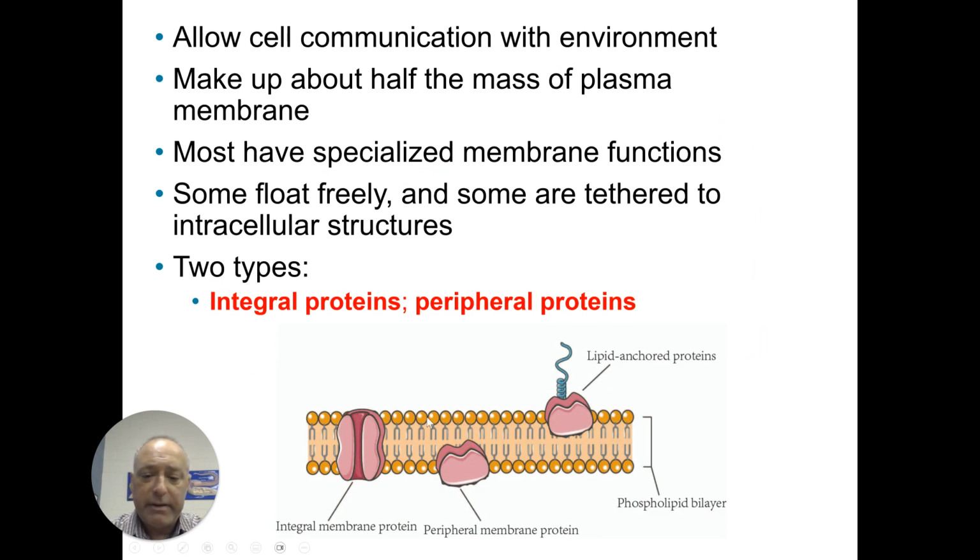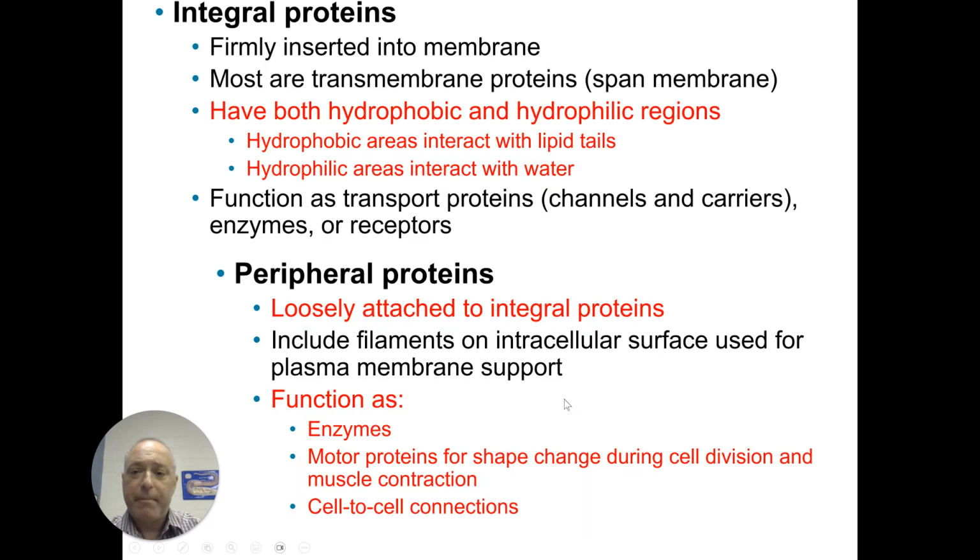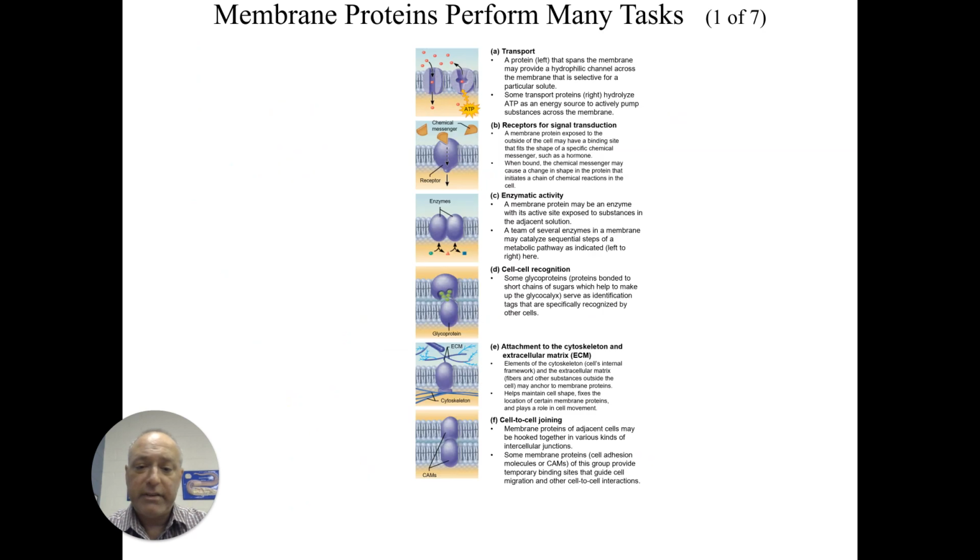So with this lipid bilayer, you can see there are a couple different types of proteins. There are the integral transmembrane proteins that go all the way across the membrane. Then there are peripheral proteins that just sit on the periphery. Sometimes they're anchored to the transmembrane proteins, sometimes they're not. The integral proteins also have hydrophobic and hydrophilic regions. The hydrophobic regions, remember, water-fearing, interact with the lipid tails, while the hydrophilic interact with the water components, whether it's extracellular or intracellular. And the peripheral proteins are loosely attached, and they can function as enzymes, as motor proteins, as cell-cell connections.